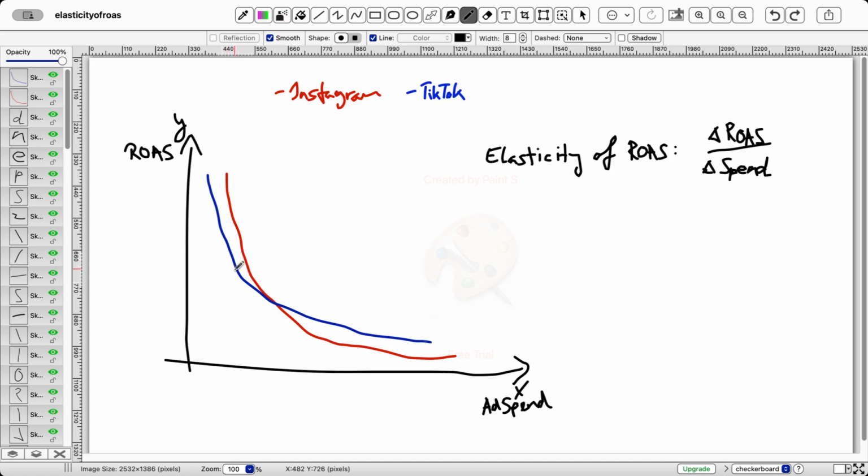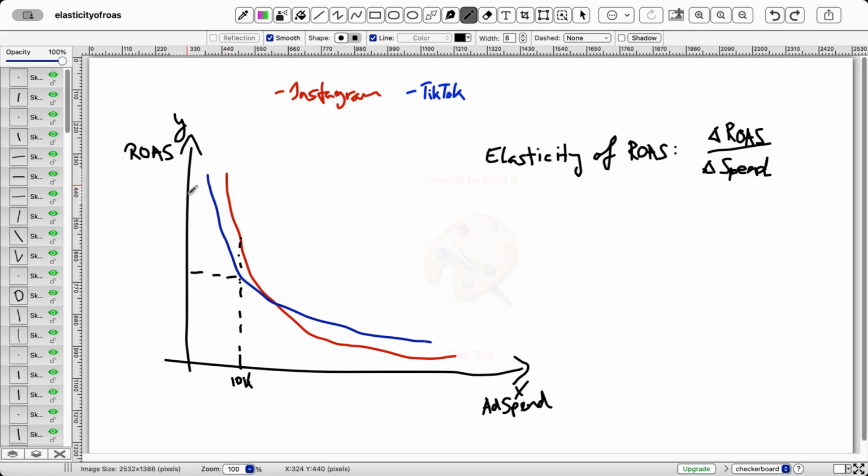So let's just choose a point here. Let's be very practical and simple about it as well. Okay, let's say we have a point here. Let me just draw that so it's a bit nicer with my pen. Okay, let's say we have a point here, and let's say that's a budget of 10K that we invest. And let's see what return on ad spend we can get from this.